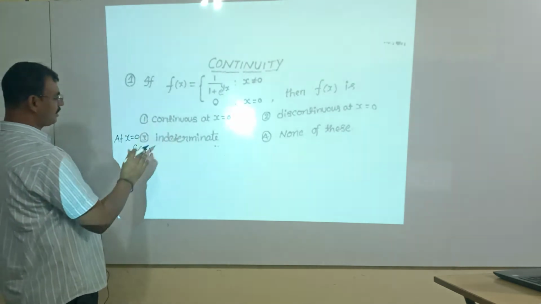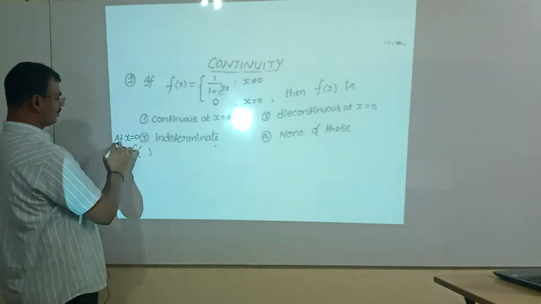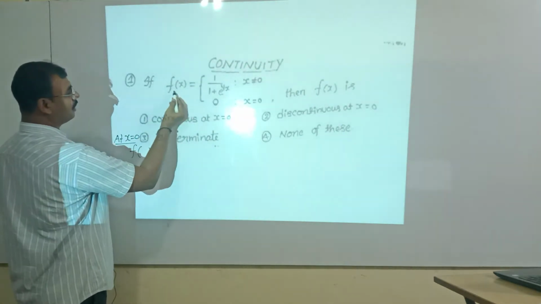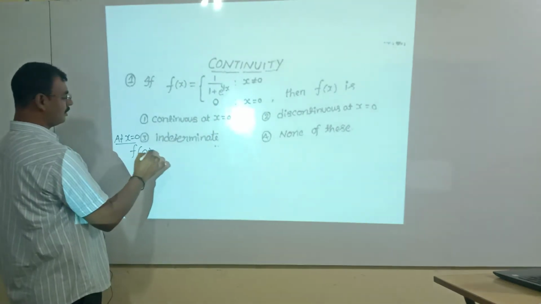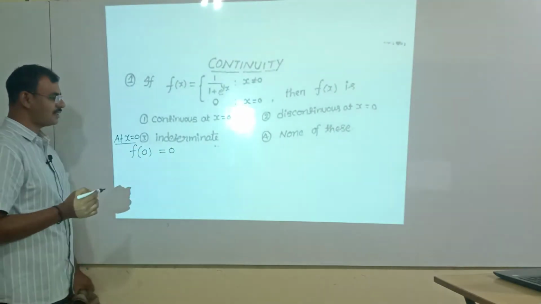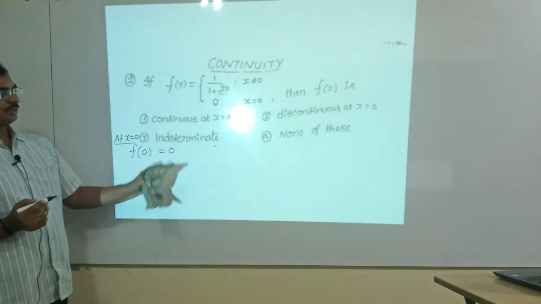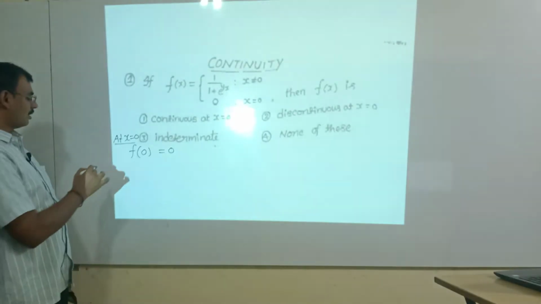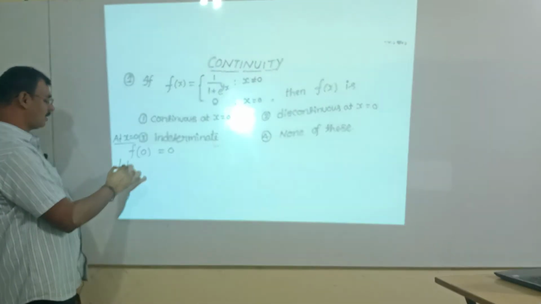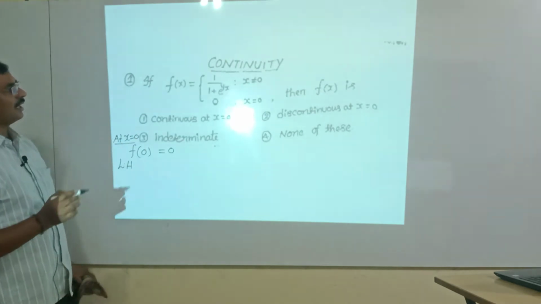So f of x is already given. At x is equal to 0, f of 0 is 0. Okay, this is the f of 0. And also we have to find the left hand limit and the right hand limit.